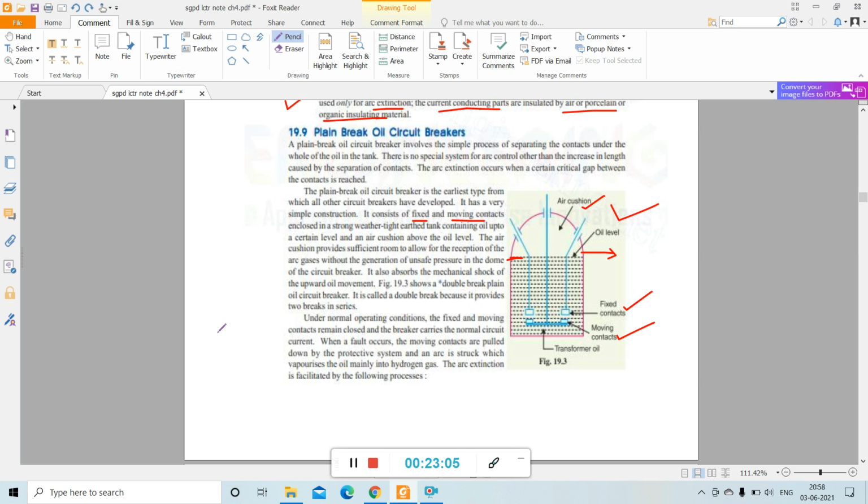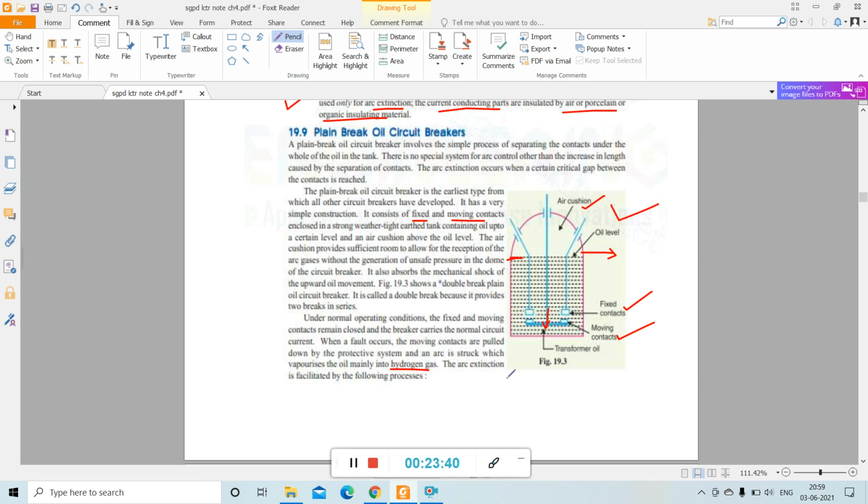Under normal operating conditions, the fixed and moving contacts remain closed and the breaker carries the normal circuit current. But when a fault occurs, the moving contacts are pulled down in the downward direction by the protective system. Okay, like this. And an arc is struck which vaporizes the oil, mainly into hydrogen gas, which I told you just now.